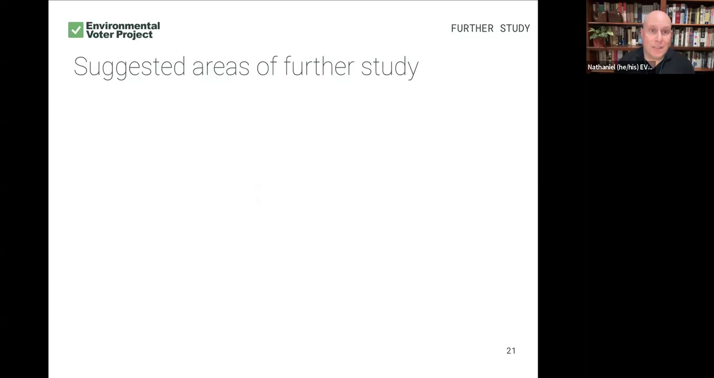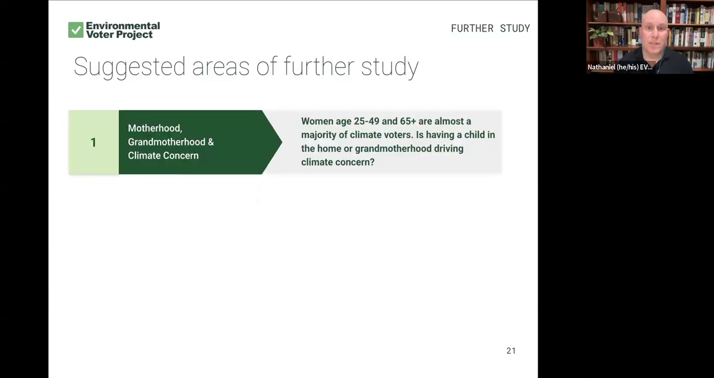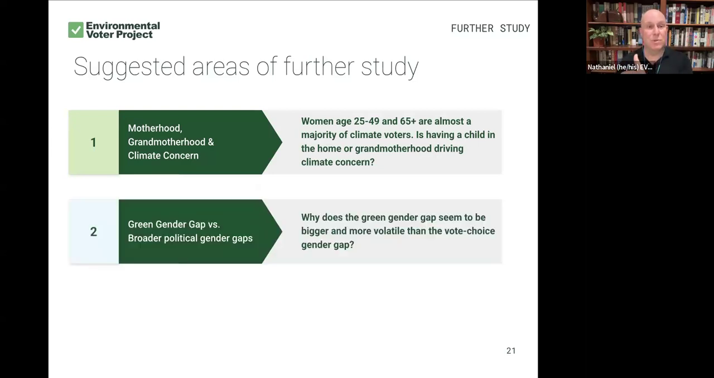All right, looking at this data, from what we can tell, and certainly more things might come out in the discussion, there are three things that might merit some further study that we think are really interesting. First, this thing that I brought up about whether motherhood and grandmotherhood might be driving deeper climate concern. We don't know that, but some of this data might hint towards that. Second, why does the green gender gap seem to be so much bigger and so much more volatile than vote choice gender gaps?